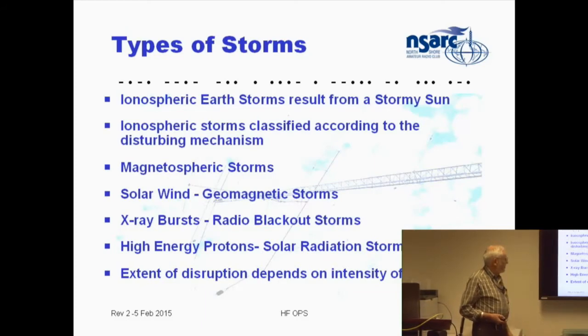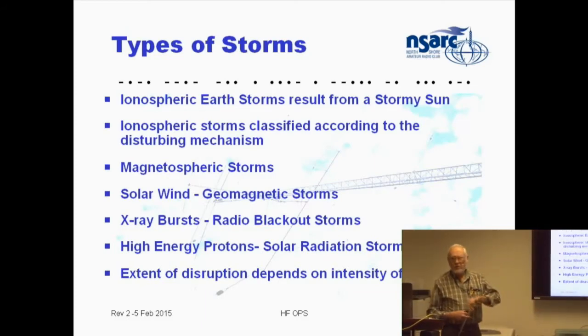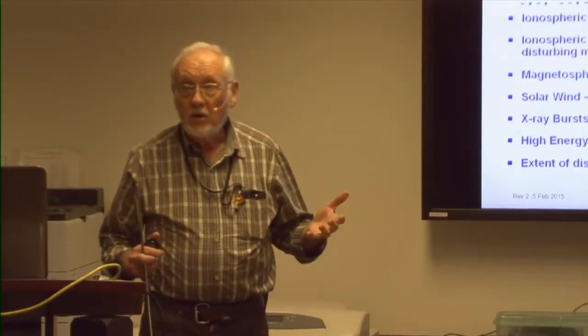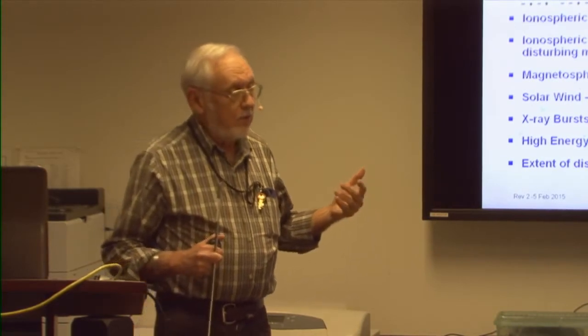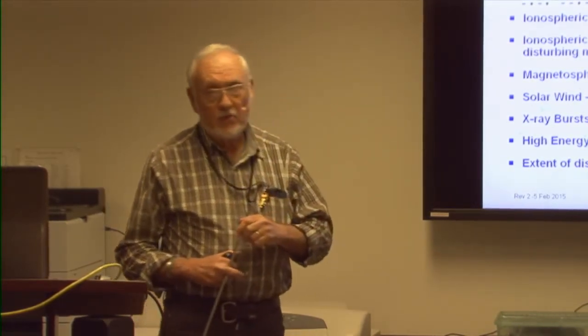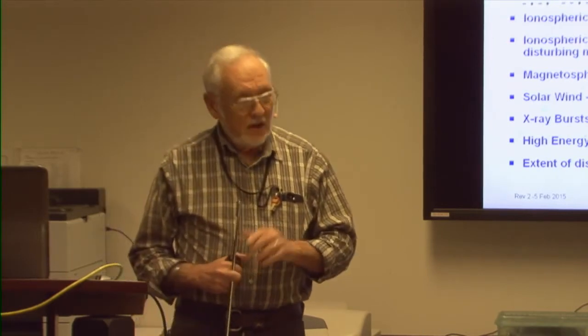High-energy protons in the solar wind result in radiation storms. These are different phenomena that they've classified in terms of understanding what's going on up there. You can say, oh yes, we're having a geomagnetic storm. And if you hear that, then you know that propagation is probably going to be lousy. In fact, if you hear of any one of those, you think propagation is probably going to be lousy.